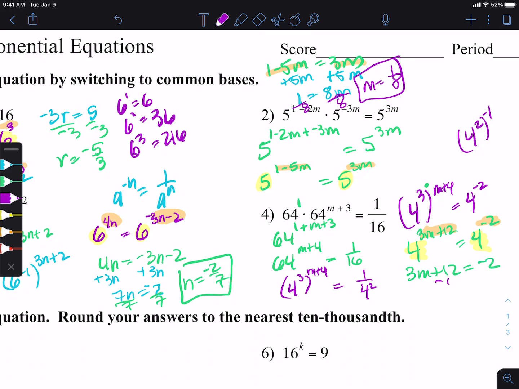So we can subtract our 12. So we get 3m equals negative 14. And then we can divide by the 3. So m is negative 14 thirds. And that's how you can solve these using common bases.